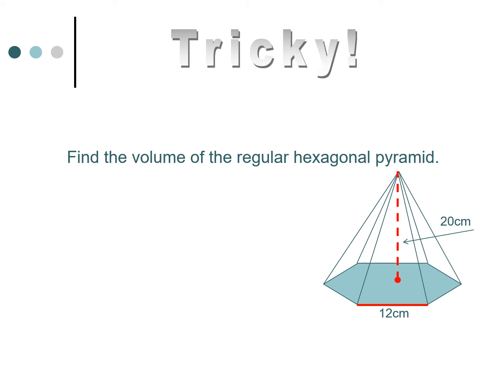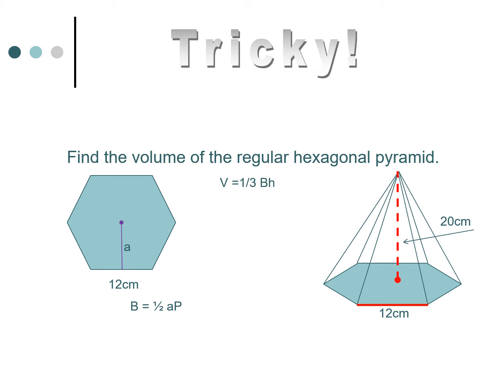Let's find the volume of a trickier shape. Here we have a regular hexagonal pyramid. The formula to find the volume is the same, 1/3 area of the base times the height. Let's go ahead and look at the base. Notice it's a hexagon. To find the area of a regular hexagon, we have a different formula. Area of the hexagon is 1/2 apothem times perimeter. Remember, this is where the apothem is.